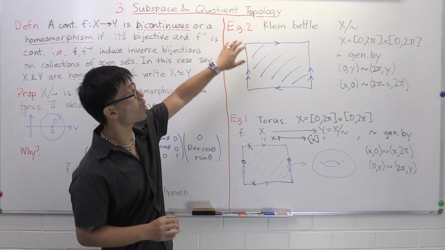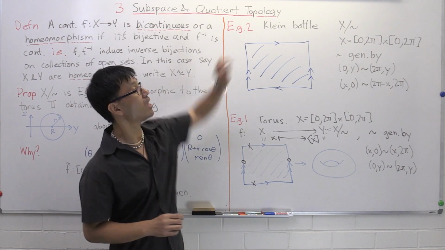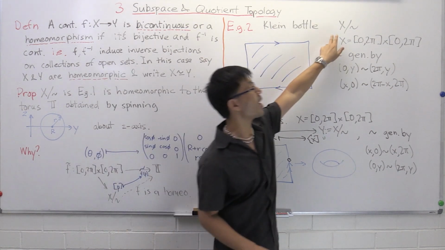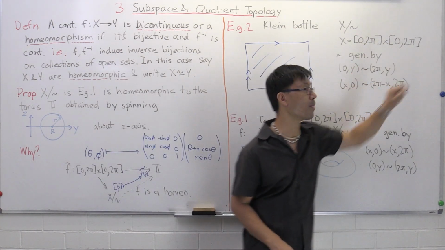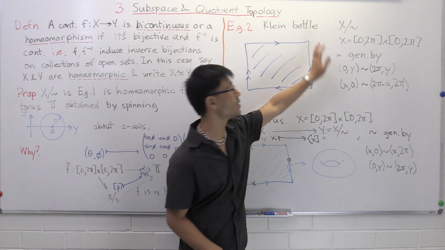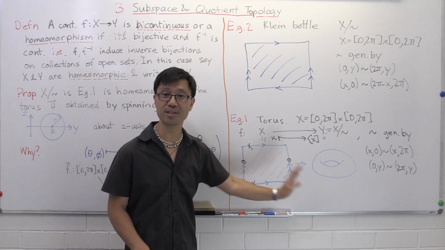And the next one I want to show you is something very similar to this. I'm just going to tweak it ever so slightly to give me something called the Klein bottle. And we'll define it the same way. We're going to start with this X, which is this square here, 0 to 2 pi cross 0 to 2 pi. And again, I'm going to identify the left-hand edge with the right-hand edge. That's why I have the double arrows going up just as before. And we'll do that the same way.